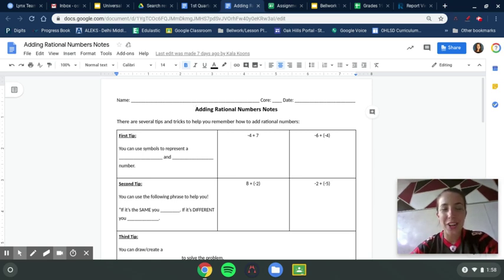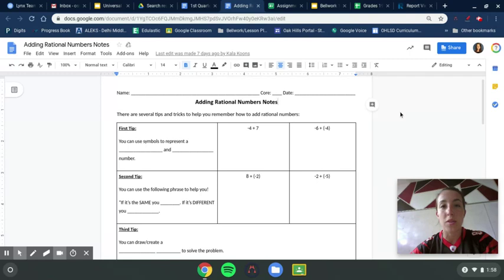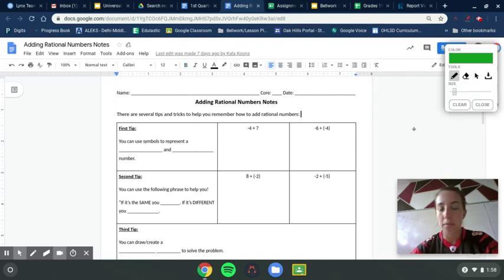Hi guys, we're going to start your second set of notes for topic 4, which is to actually start adding those rational numbers together that you learned about yesterday. So the first thing that I'm going to tell you are a couple different tricks or tips to help you remember how to add rational numbers. So if you're ready to get started, we can start with the first tip.